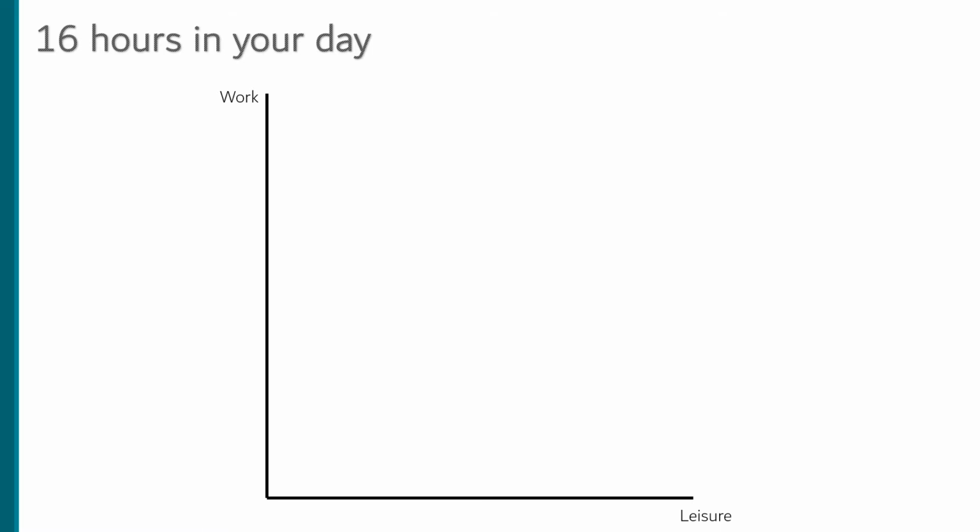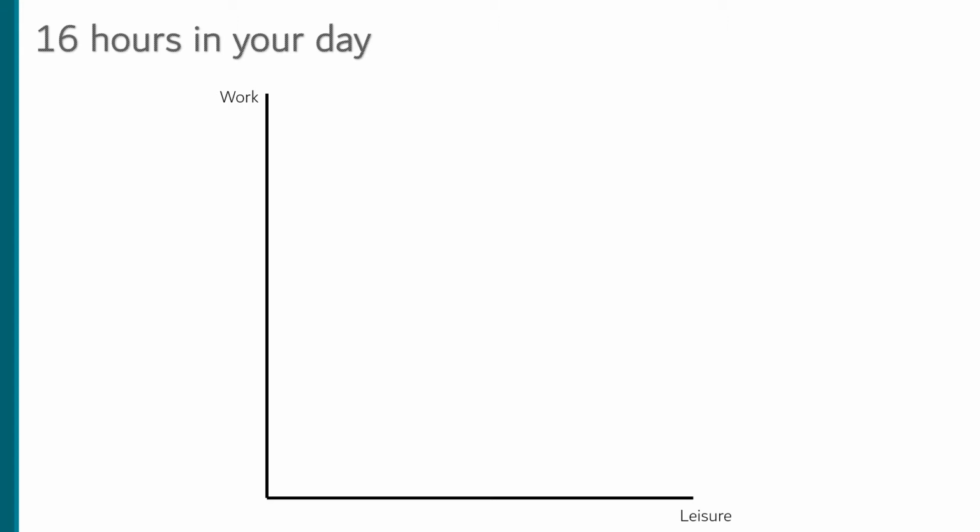The vertical axis represents the number of hours worked, and as you go up the vertical axis, you are increasing the numerical value of the number of hours worked, from 1 up to our maximum of 16. The horizontal axis represents the number of hours spent on leisure. As you go along the horizontal axis, you are increasing the numerical value of the number of hours spent on leisure from 1 up to our maximum of 16.